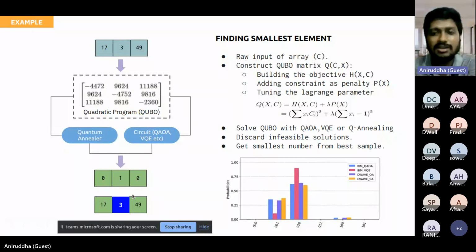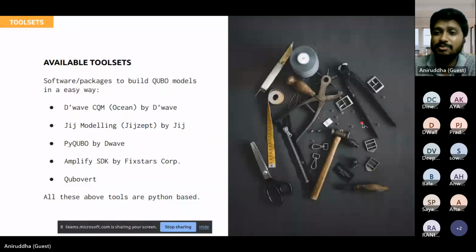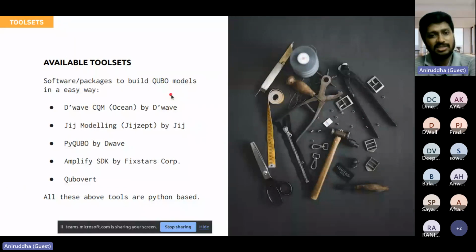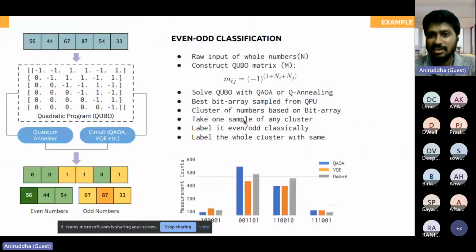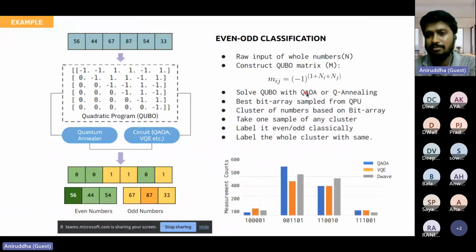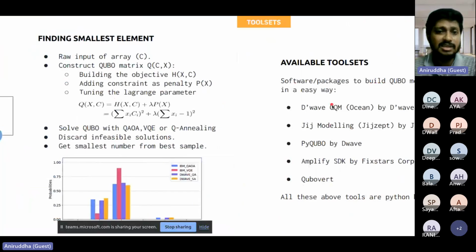Now, how to get started with these things? Where can we get some more references? Before the references, what are the toolsets that you can use? There are a couple of toolsets which help you directly map your problem into a QUBO without much deeper understanding of the individual problem. Because when I showed you these problems, the QUBO expressions I derived on my own. The same thing I did for this one. But this is a little bit tedious.